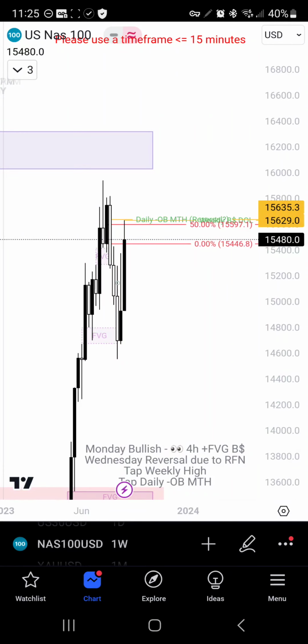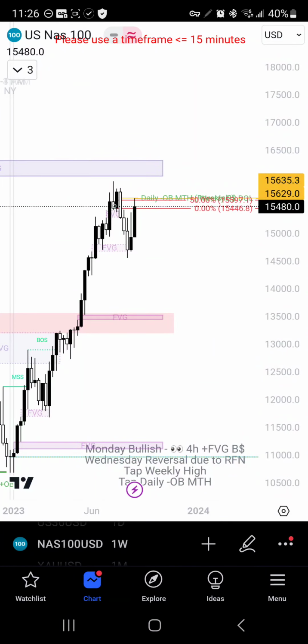Okay, we've again got a market structure shift with the close of this candle. All right, market structure shift, pull back to an order block. Expecting price to kind of bounce around a little bit next week, and then trade down. Okay, trade down to where for the week?